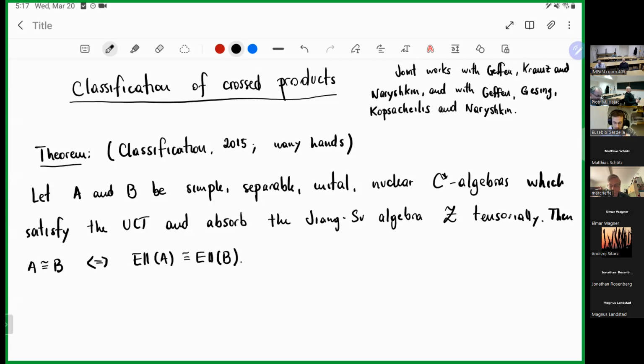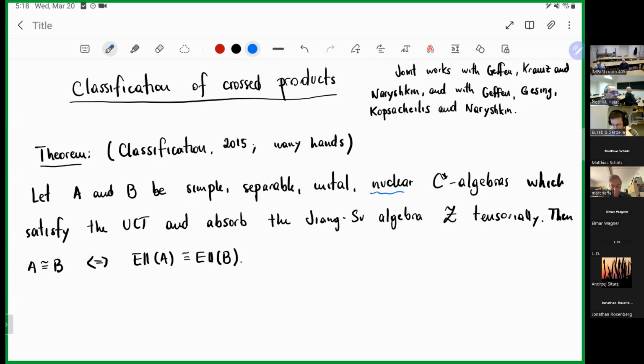Okay, so this is a statement. I don't expect necessarily every term to make sense to everyone. So let me just say a few words, although this talk is not really about this classification theorem, but rather about verifying that some C-star algebras fall within the class that is described in this theorem. Now, let me nevertheless say a few words about this thing. Simplicity just means that there are no non-trivial two-sided closed ideals. Separability is the existence of a countable dense subset. Unitality is the existence of a multiplicative unit.